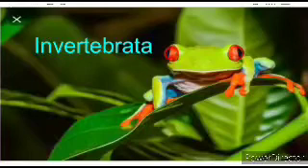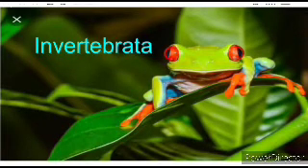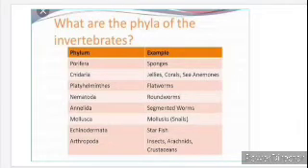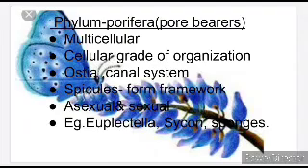Now let us see about the invertebrata. How many phyla are there in invertebrata? Totally 9 phyla. Last class we learned about the 9 phyla. Now let us look at the topic from the following categories: body organization, cell structure, reproduction, and examples. These categories we will look at.